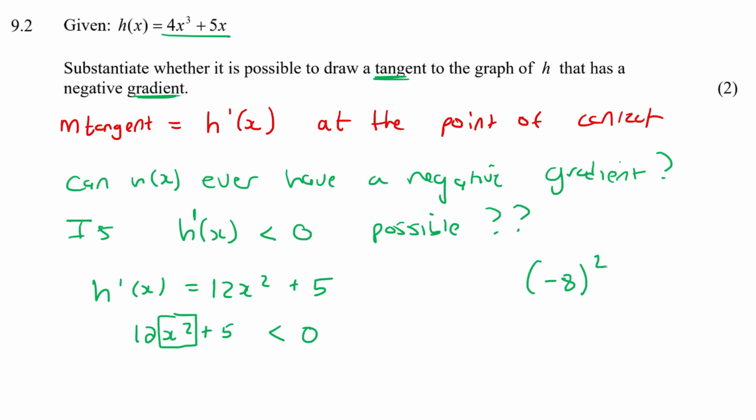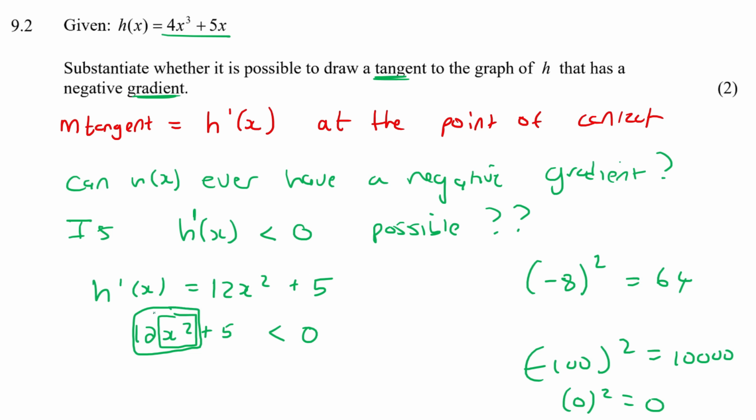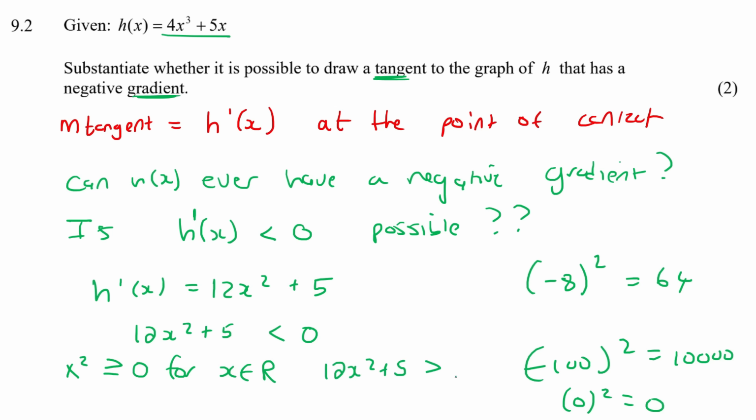So if you say, for example, minus 8 squared, it becomes 64. If you say minus 100 and you square it, it becomes, I don't know, 10,000 or something. It always becomes a positive. If you put a 0, well, then it becomes a 0. So this expression here would either be 0 or something positive. So even if it was 0, then if you go and add 5, this expression can never, ever be negative. So we can say that x squared is always going to be bigger than or equal to 0 for all x values. So 12x squared plus 5 will always be bigger than 0.